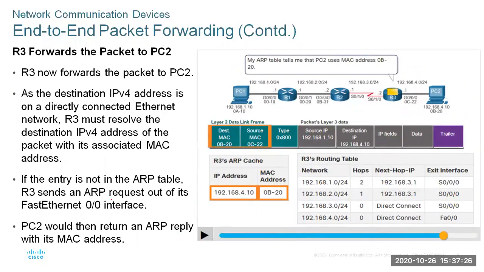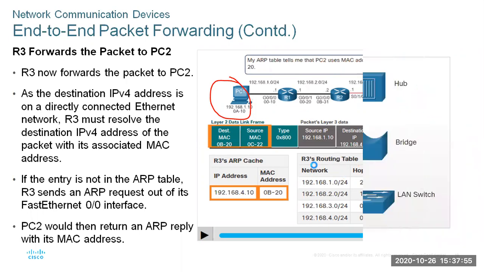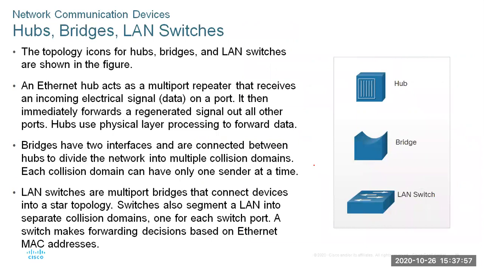Remember what we're doing: we're thinking of how this message is forwarded from here to here. At this point, we are here. My ARP table tells me that PC2 uses the MAC address of this one, which is the MAC address of this device here. But if you observe, the destination IP address does not change. Now, those are end devices.